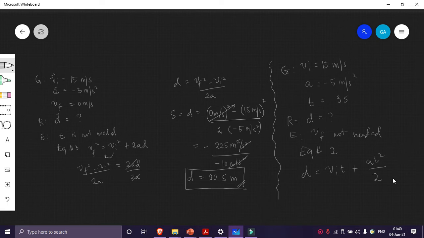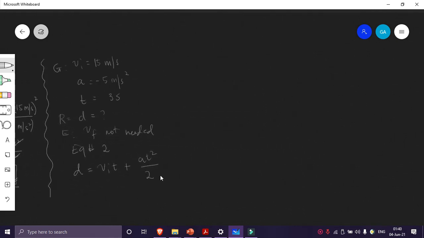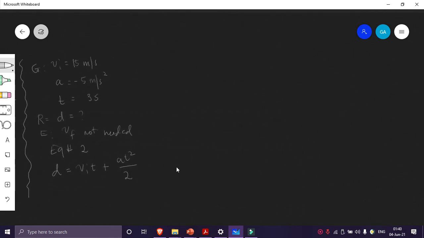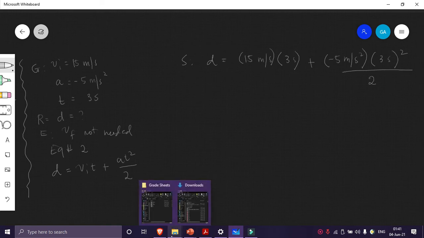Okay, I will just move this para makapag-solve lang ako ng maayos. Ayan. So, ito na yung ating gagamiting equation. Solve na natin siya. D is equal to VIT. VI is 15 meters per second times your time, which is 3 seconds, plus your acceleration, this is negative 5 meters per square second times the time, 3 seconds squared over 2. Okay? So, simplify natin siya.